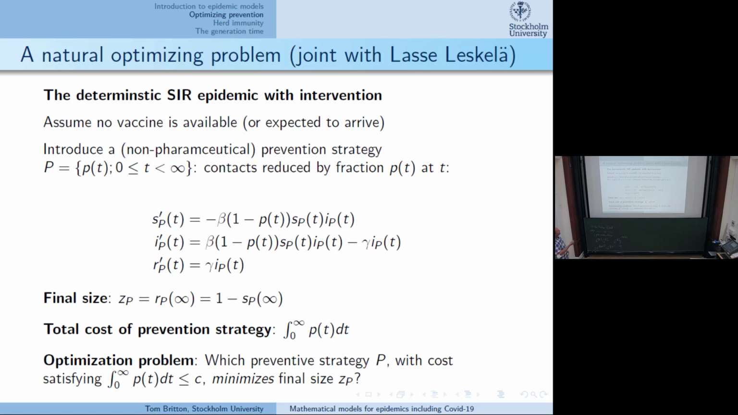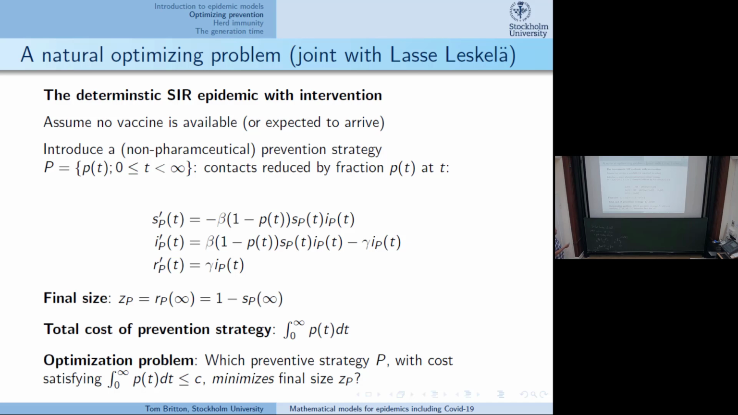And suppose we decide this in advance. Well, our model is deterministic, so we know what will happen in a sense. But suppose we decide that, okay, this is our preventive strategy: from now up until infinity, or hopefully earlier than that, we have this reduction of our contacts. Then we get this type of model. And I've added this sub-index P everywhere because the solution depends on how this happens.